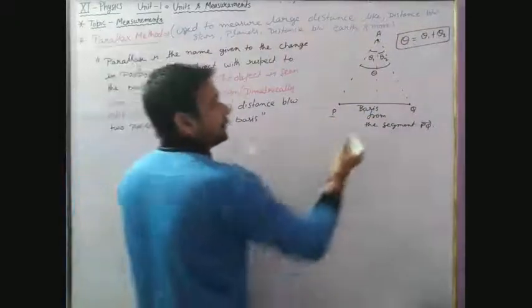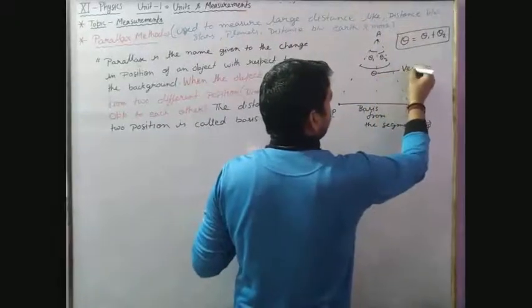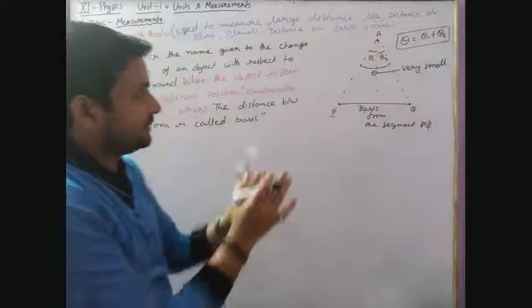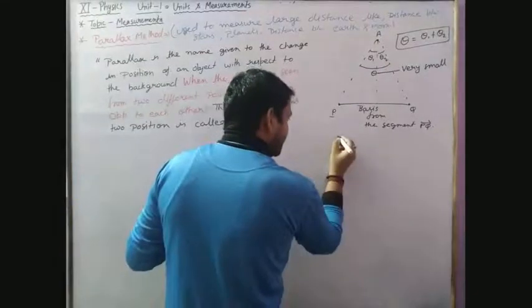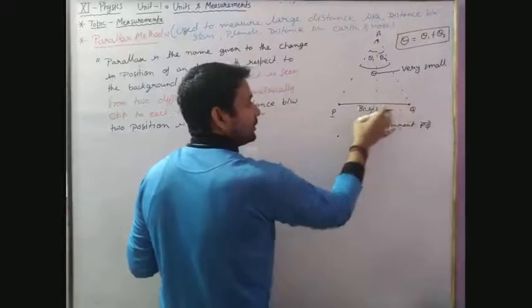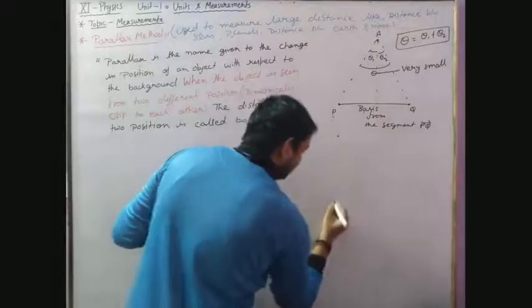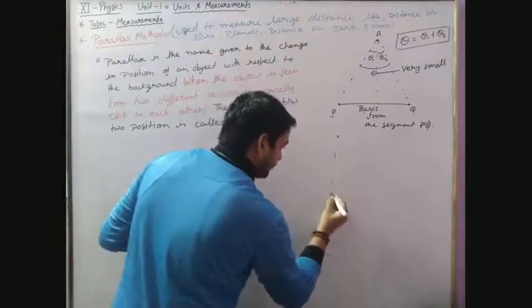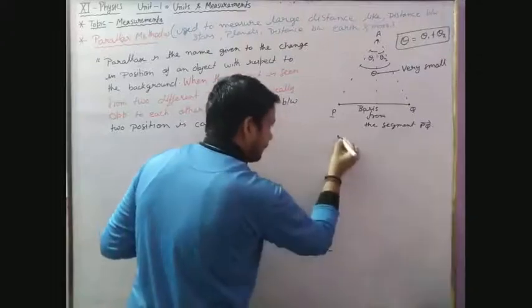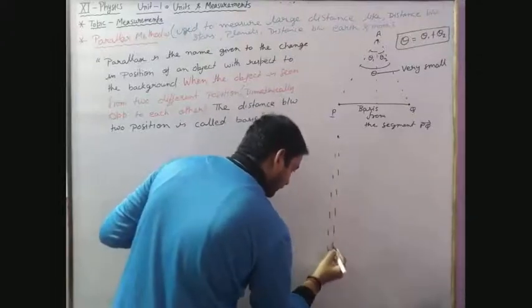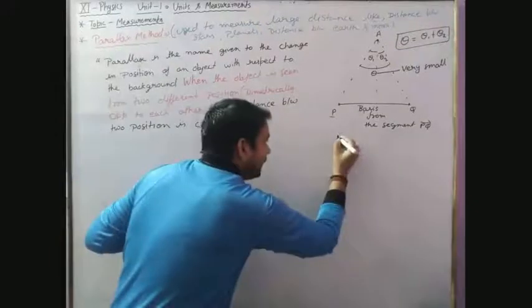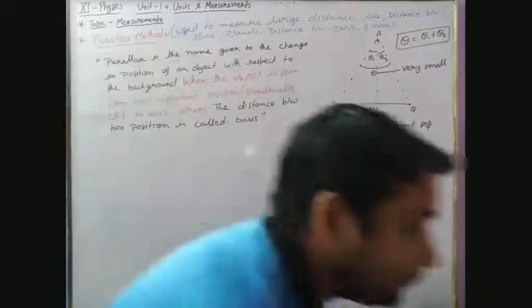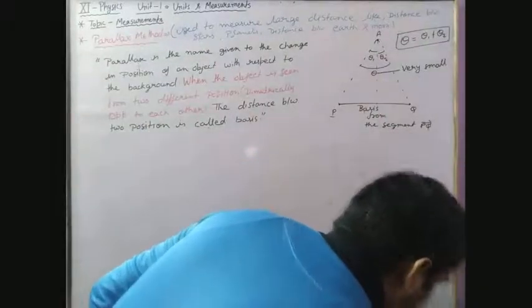Here this angle theta is a very small angle. If this is a very small angle, I will explain to you the two positions, so you can easily find here that, wait, I will show you.